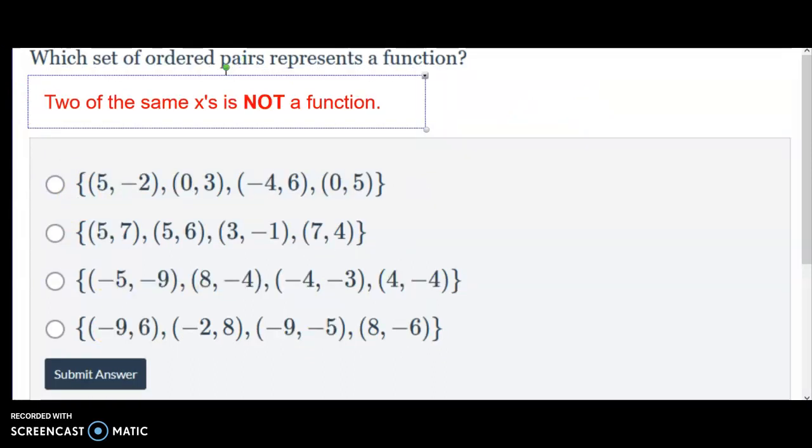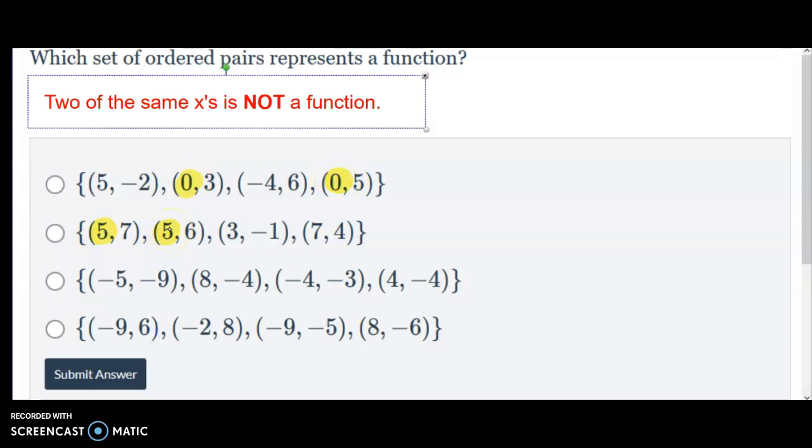Okay, so here we want to find a function again. So we're looking for two of the same x's is not a function. So we're going to eliminate the ones that have the same x. Okay, so like here, you got a 0 and a 0. That doesn't work. Here you got 2 5s.